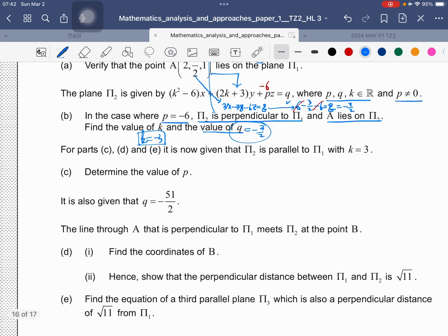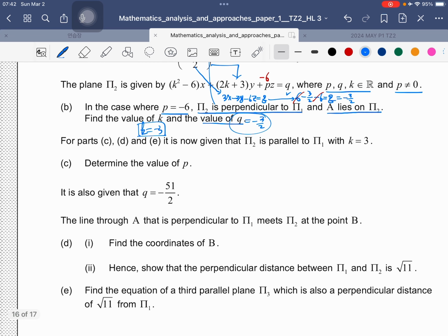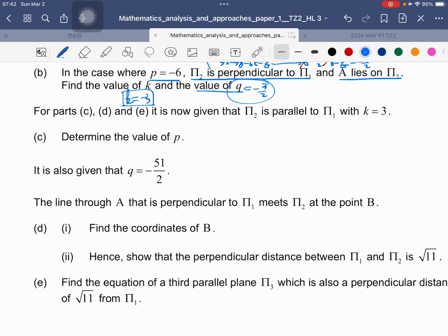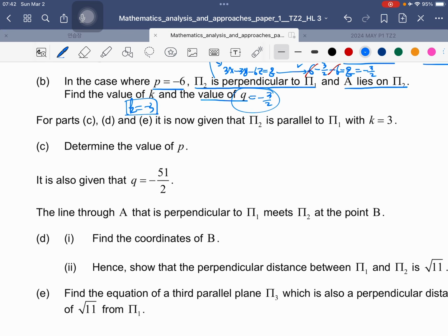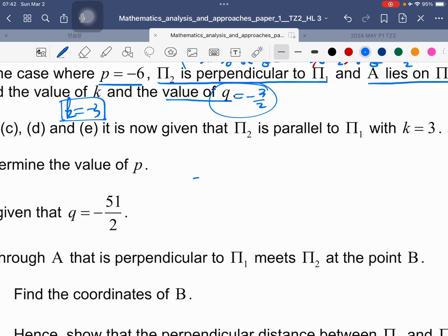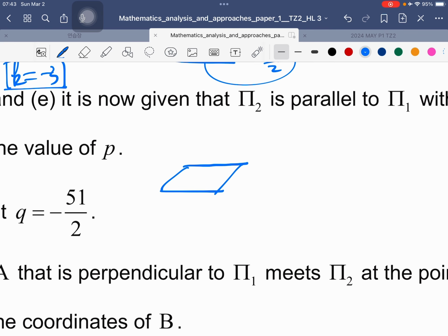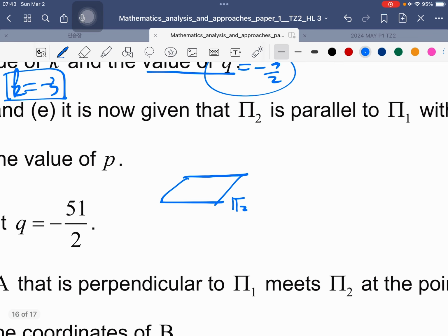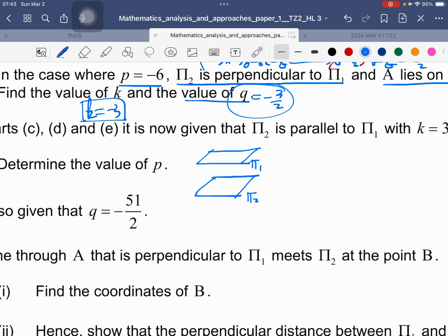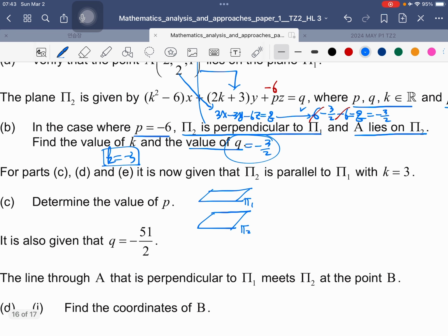For part (e), it is now given that pi 2 is parallel to pi 1 with k equal to 3. Determine the value of p. Let's sketch this: pi 2 is parallel to pi 1, so pi 1 should be parallel to pi 2, like this, with the value of k being 3. This is the pi 2 equation.